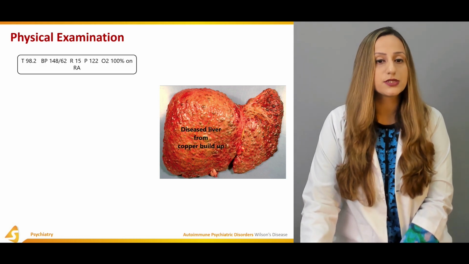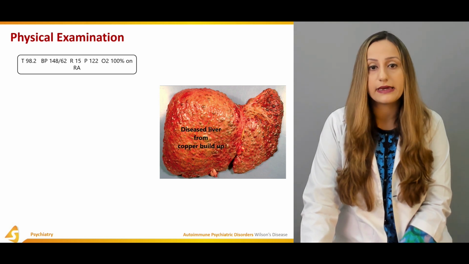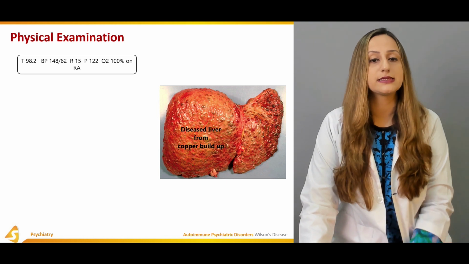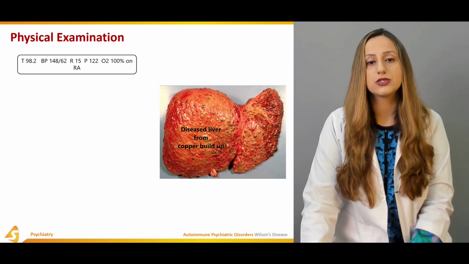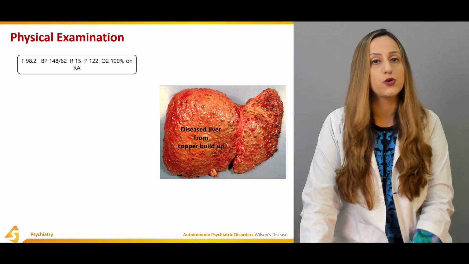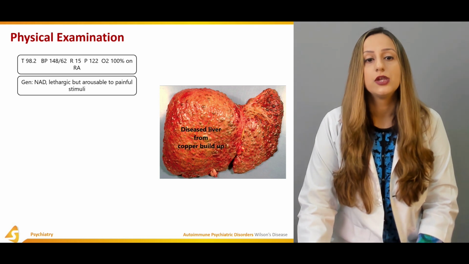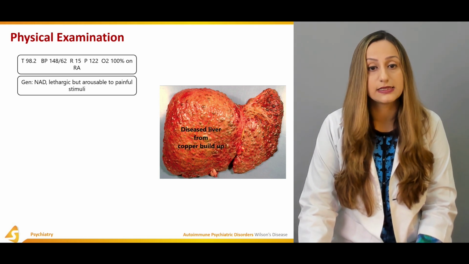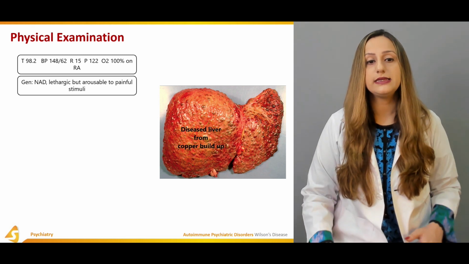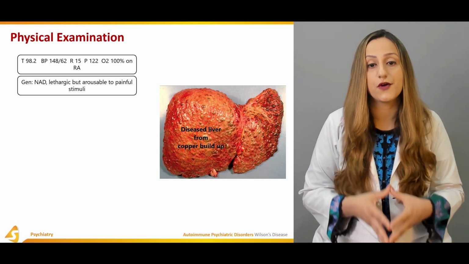The temperature is going to be normal. The blood pressure is sometimes on a higher range. The respiratory rate is almost 15 per minute. The pulse is a bit higher, almost 122. The oxygen concentration is in the normal range. And if you look at the patient in general, no abnormality is detected, lethargic but arousable to painful stimuli. So this is the general physical examination, the general orientation of the person.